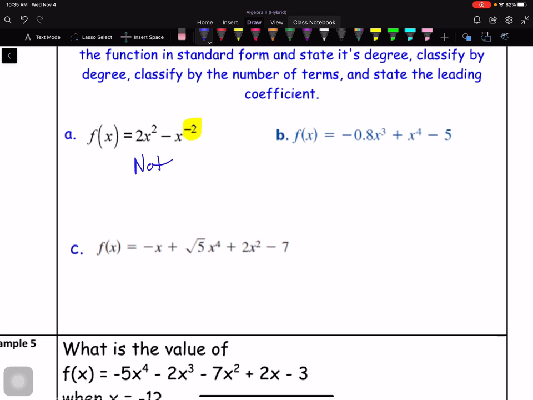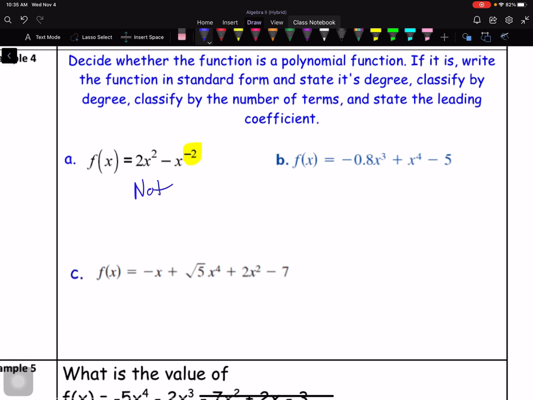So now we need to write it in standard form. So f of x equals, we'll start with our highest exponent term, positive x to the 4th. My next highest would be minus 0.8x cubed, and then minus 5 is the only thing left. So that is in standard form. Now it says state its degree. That just means tell me what it is. So we would say this is a 4th degree.